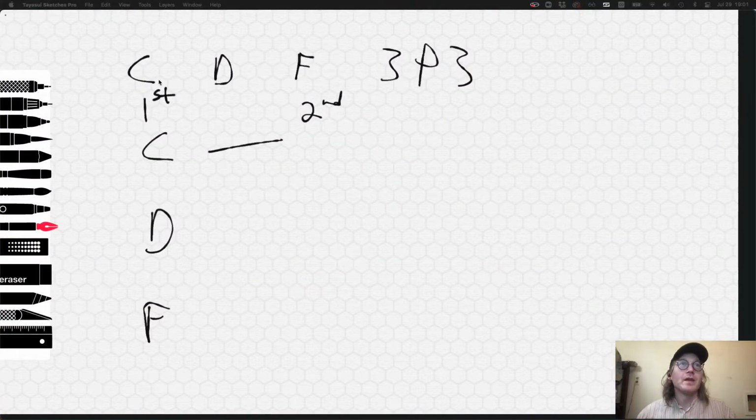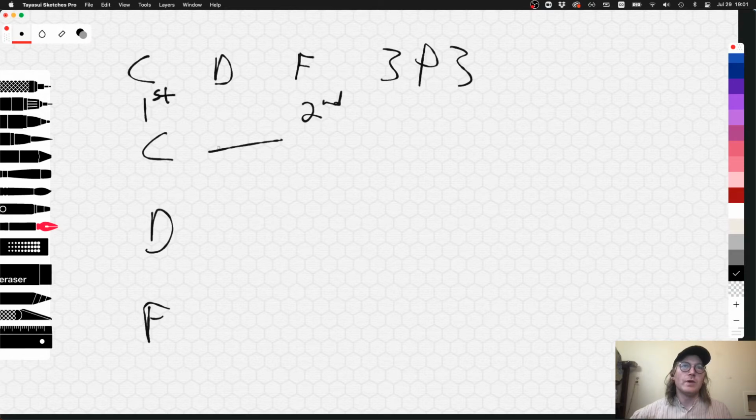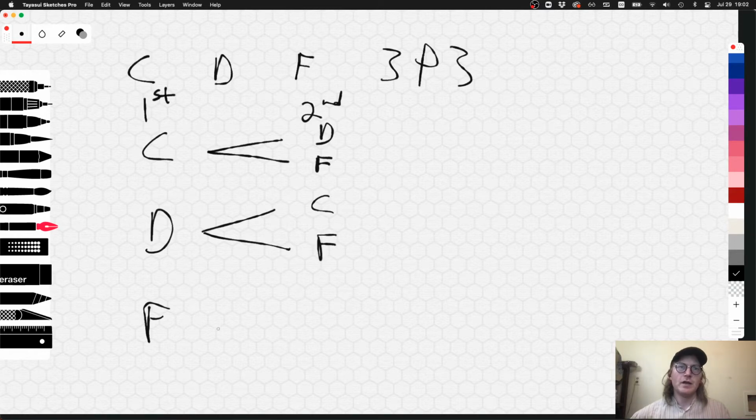Okay. So we've got C, D, and F, cat, dog, ferret, and we have our first selection, which can be any one of those, and our second selection we can build from the first selection, right? If we select cat first, we'll either select dog or ferret. If we select dog first, we're either going to select cat or ferret. If we select ferret first, we're either going to select cat or dog. And then there's only one thing left for the third selection.